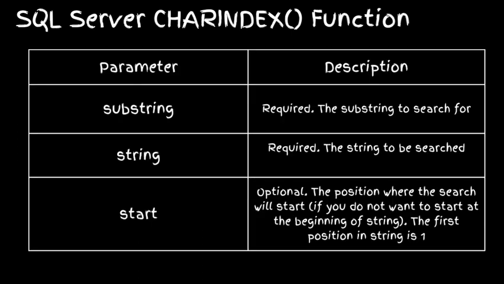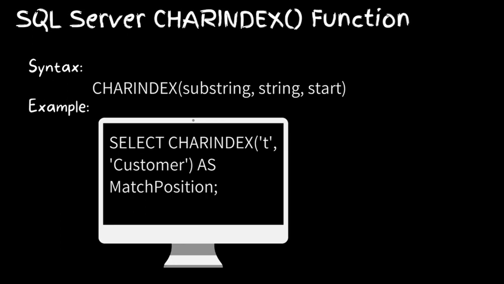The parameters are substring, string, start. The substring is what to search for. The string is the string to be searched. Start is the position where the search will start if you don't want to start at the beginning of the string. The first position in the string is 1. This parameter is optional if you want to search from another specific starting position. For an example, select charindex T, customer as match position.